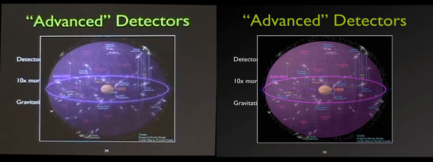In terms of megaparsecs, it depends on the type of source. Binary neutron stars tend to be much quieter in gravitational radiation. We'll detect those out to about 200 megaparsecs with advanced LIGO. Binary black holes are much louder, and they'll reach out to about a gigaparsec in terms of distance.